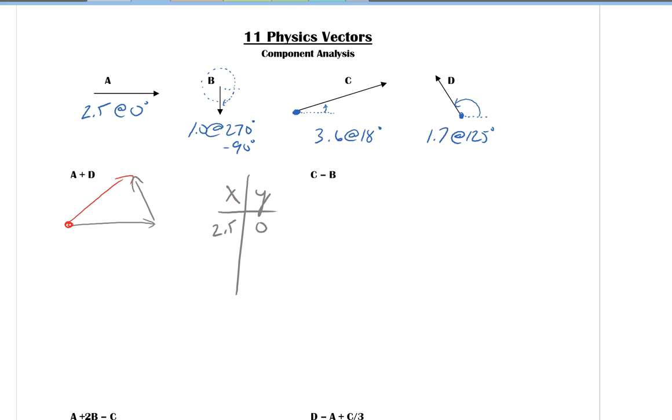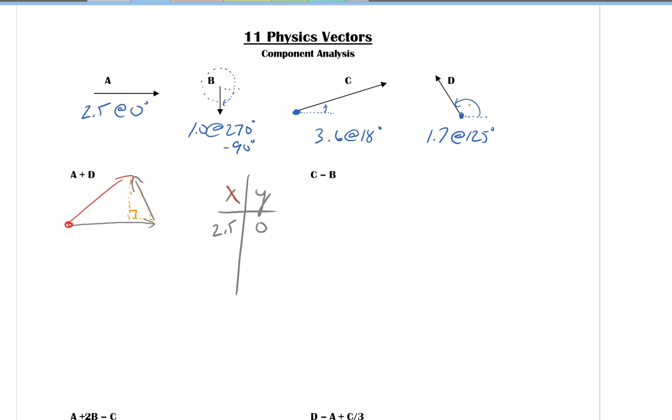Now the D vector is going up and to the left. So the D vector, of course, is going up like this. So I am going to make a little right axis, write x-axis, little y-axis, and make it into a little right triangle, something like this, and break it apart into components just like we've done before. I know it's 1.7 long, and the angle on the outside is 125.